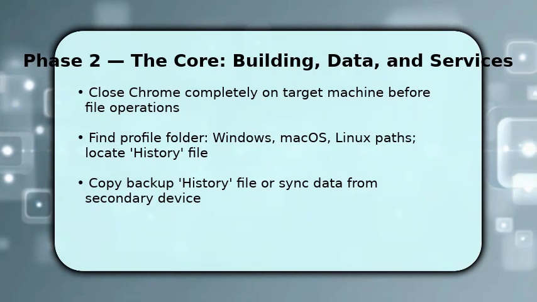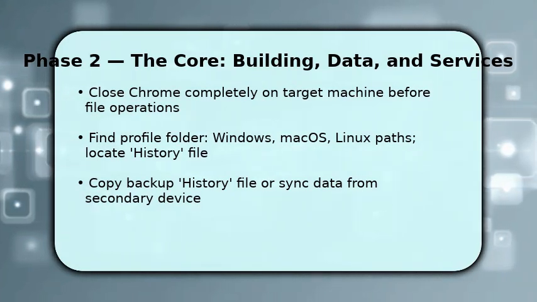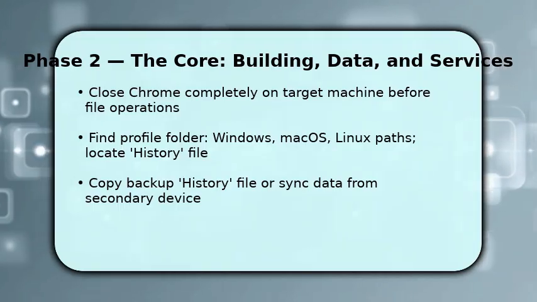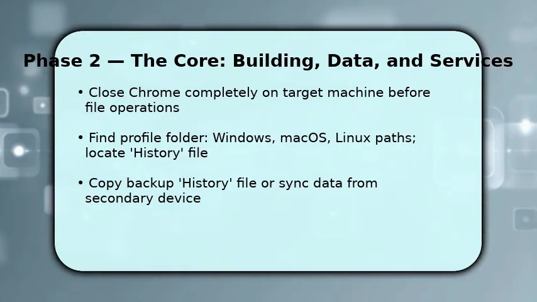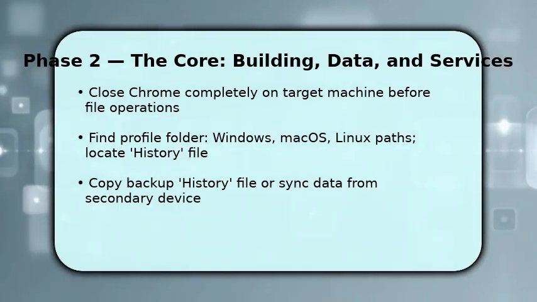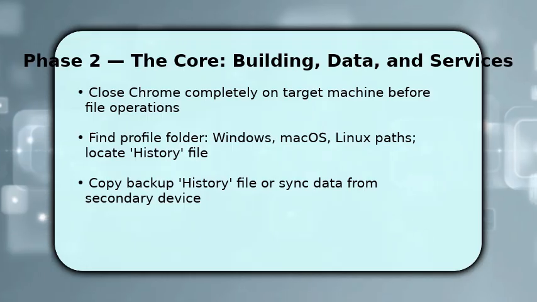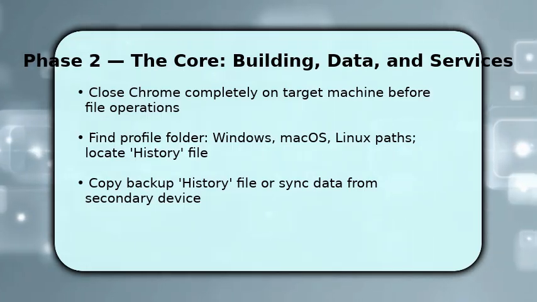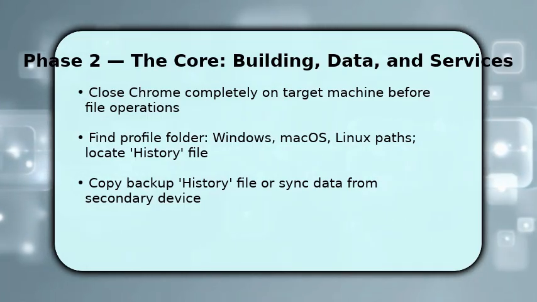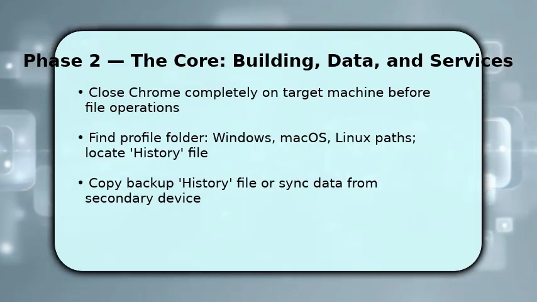Now extract the actual history data. Close Chrome completely. Chrome must not be running when you replace files. On the device with the backup, navigate to the Chrome profile folder and find the file named History. This is an SQLite database that stores visits. Copy that file to a secure location.